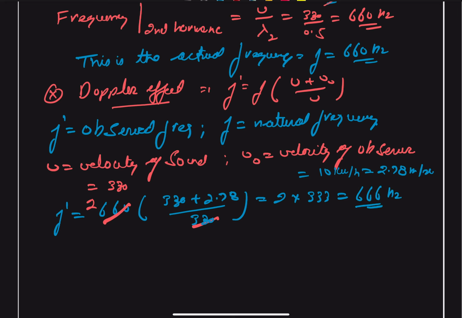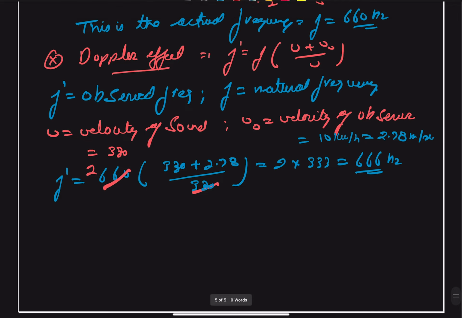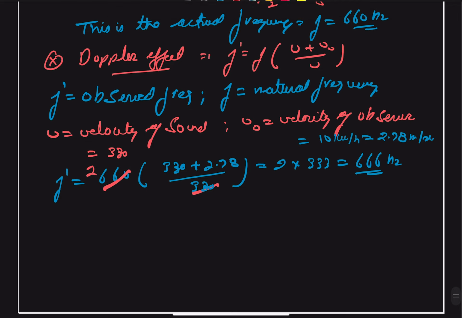And among the options given to us, option A is the correct option. So this question was a combination of both parts, the Doppler effect as well as the wave part, the harmonics part. So this completes the question. Thank you.